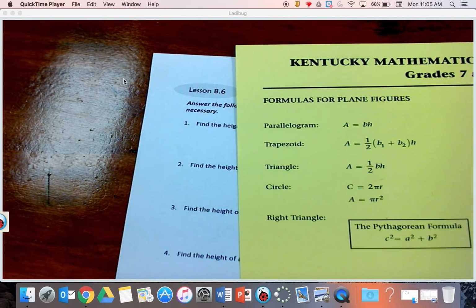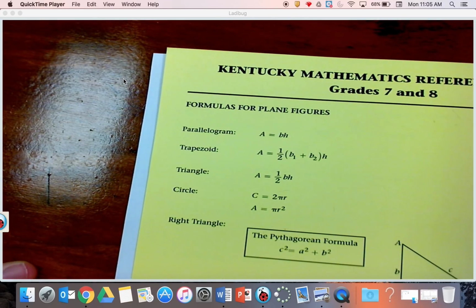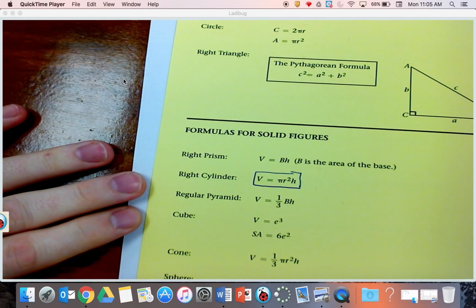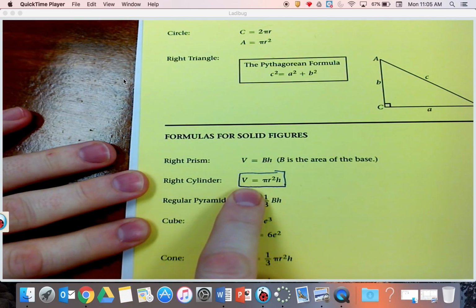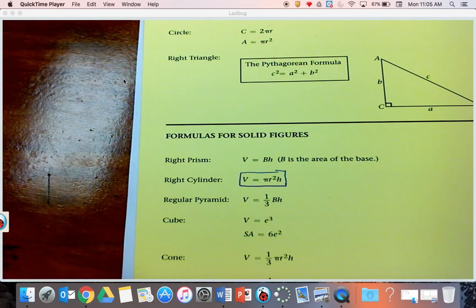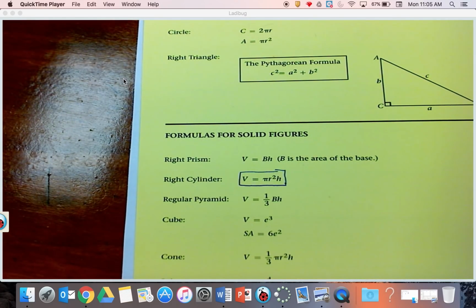Alright guys, so what we're going to do here today is some backwards calculation using our formula for the volume of a cylinder. If you have your yellow sheet to reference, remember it was this one right here, the right cylinder, or you can use your notes as well if you need to pull those out. But this is something that you'll be using on the K-Prep test.